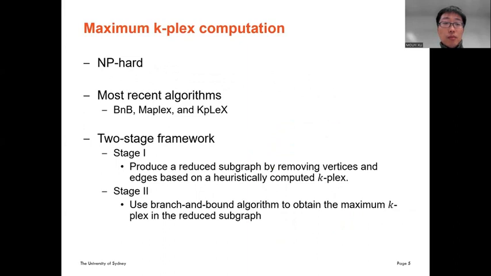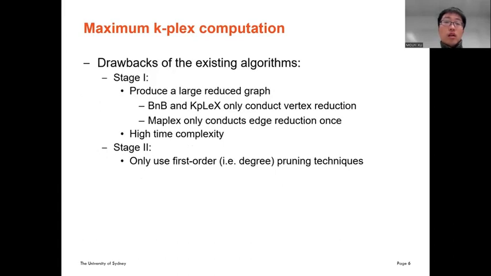This problem is NP-hard, and the most recent algorithms are BnB, Maplex, and KPlex. All three recent algorithms follow a 2-stage framework. In stage 1, they produce a reduced subgraph by removing vertices and edges based on a heuristically computed K-plex. And in stage 2, they use a branch and bound algorithm to obtain the maximum K-plex in the reduced subgraph. However, they all have some drawbacks in both stage 1 and stage 2.